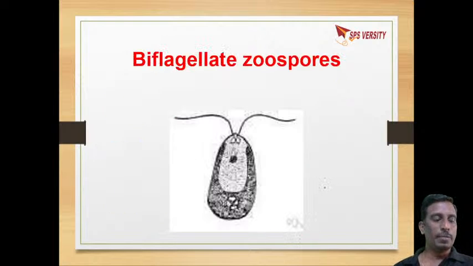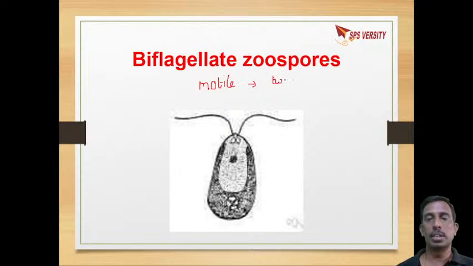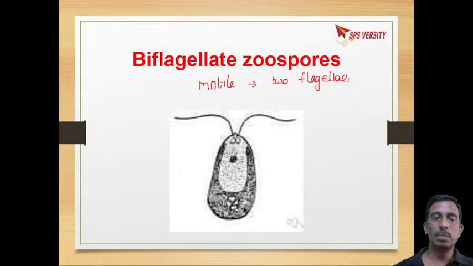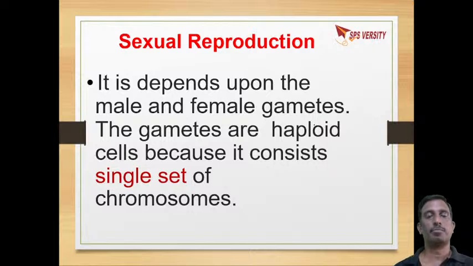So this is a biflagellate zoospore. This is a motile zoospore where motile means where it can move with two flagellae. They have two flagellae. With the help of these two flagellae, they will move. It is a motile zoospore. Non-motile male flagellae nairetha.